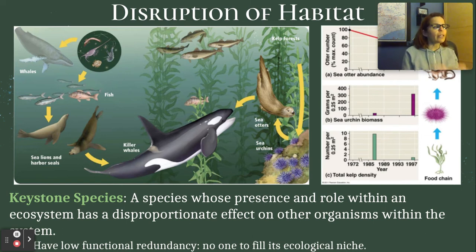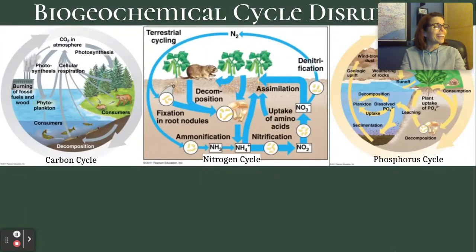And the sea otter was a keystone species in that environment. Nobody else had their role. Nobody else did what they did. And the important thing that they were doing was keeping the sea urchin population under control. And when the sea otter population declined, suddenly the sea urchin population went crazy, and then the kelp forests vanished. Keystone species, a species whose presence is super important, more important perhaps than the other species. So when they go away, we see a lot of chaos.